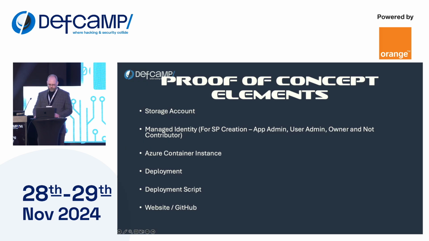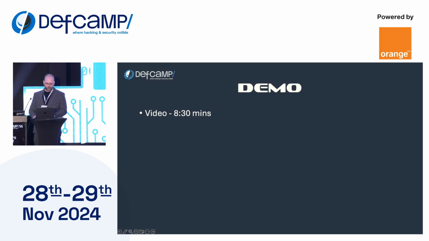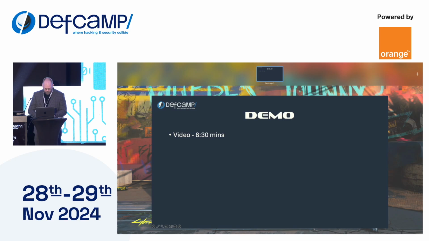So just quickly, the elements: storage account, managed identity, container instance, deployment template, deployment script, and GitHub or website. So these are the elements that are required. And I will show you the video now.